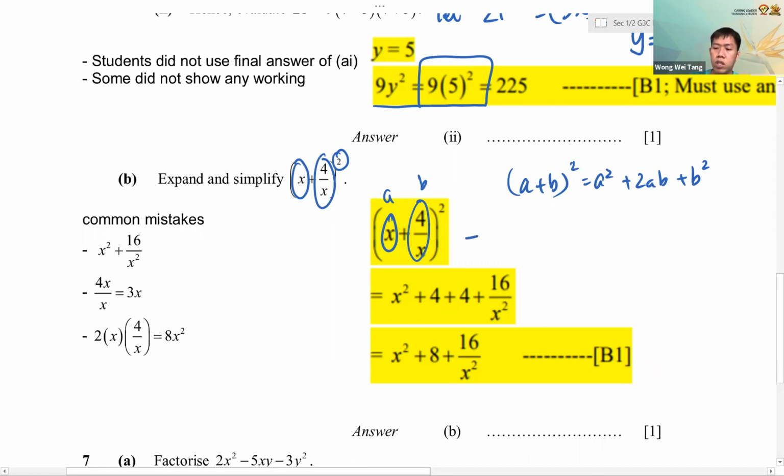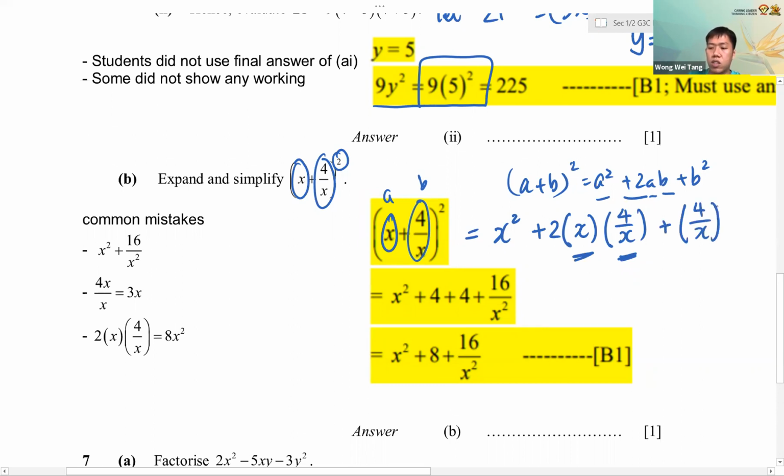Okay, so let's take a look at the expansion. It says a squared, so x squared, and it says plus 2 times a. Our a value is x times b. Our b value is 4 over x. You should be happy when you see this, because in your mind, you should know that, hey, this x and this x will cancel each other out. Okay. Now, finally, we need to add our b squared. So 4 over x, you square it. Then you get x squared plus, you see they cancel, plus 8. Then you plus, the square goes to the 4, the square goes to the x, 16 over x squared. So this is it.